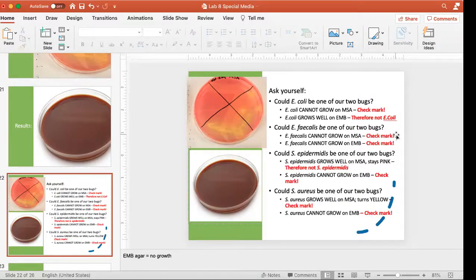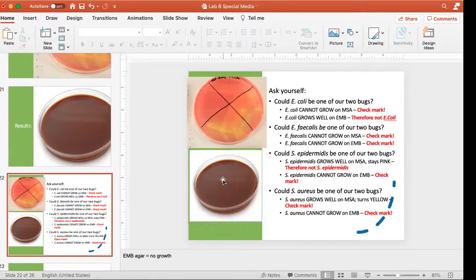So once again, it's a possibility E. faecalis is in our mixed unknown culture because one of our organisms didn't grow on MSA. One of them did, and one of them didn't. So the one that didn't could be E. faecalis, right?